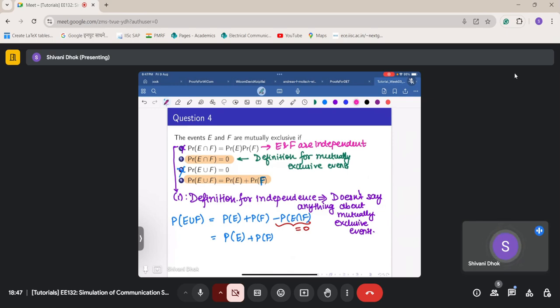The definition for mutually exclusive events is probability of E intersection F equal to 0, which means that if E occurs, F cannot occur, and if F occurs, E cannot occur. E and F can never occur jointly. That's why it is a mutually exclusive event. I hope it's clear now.